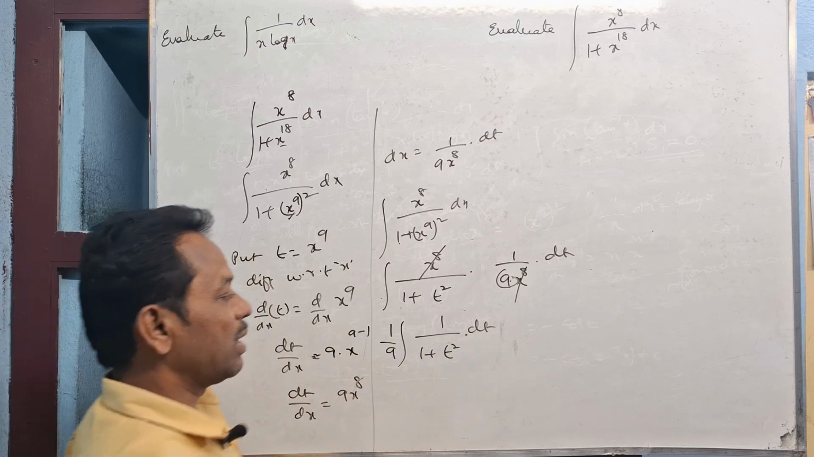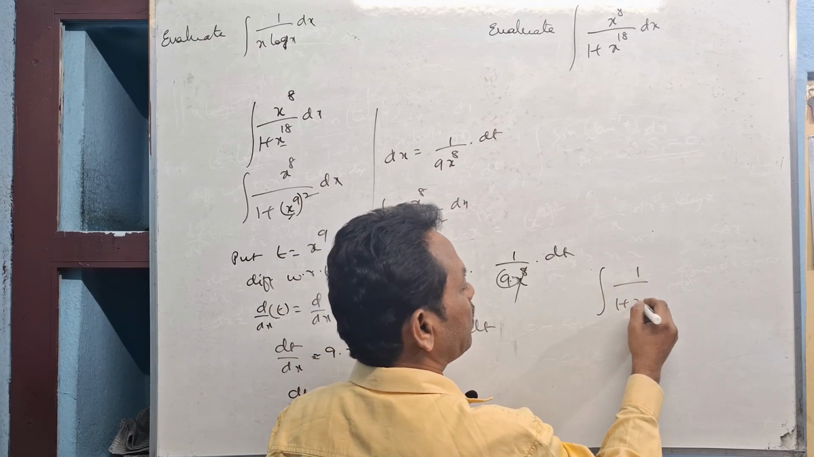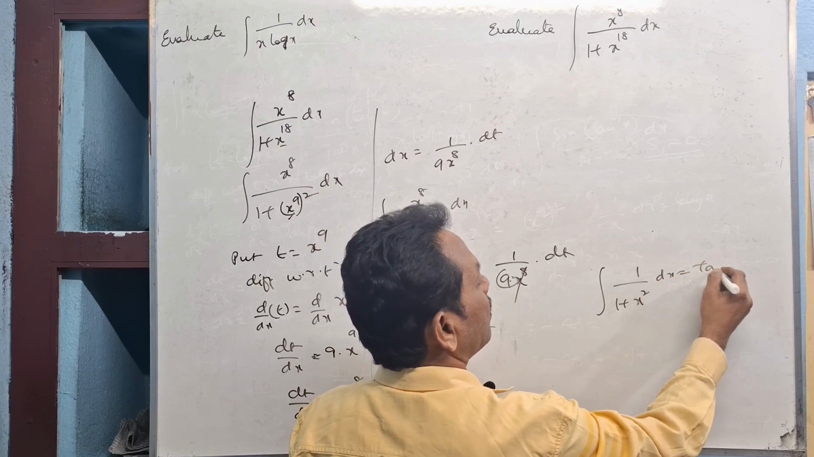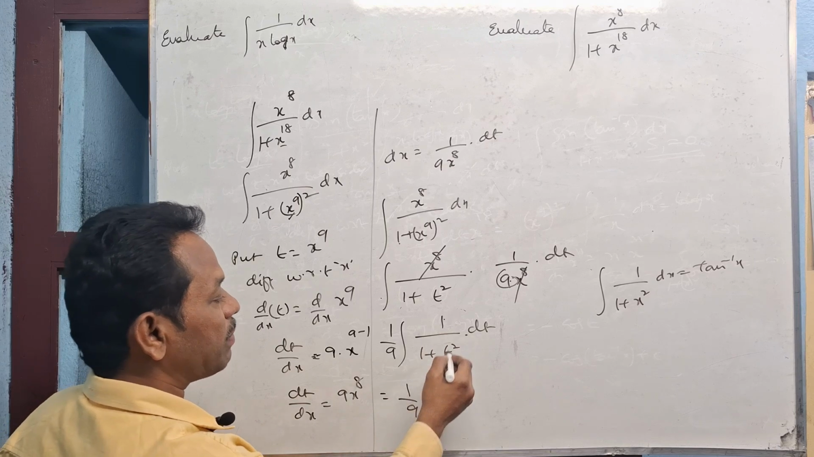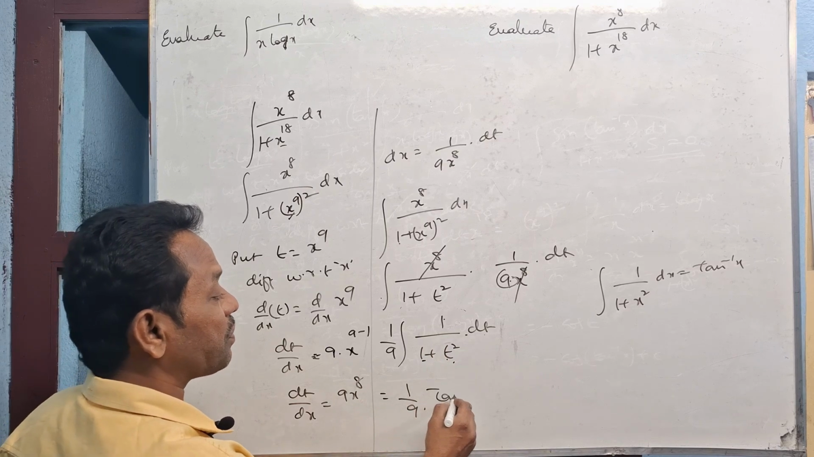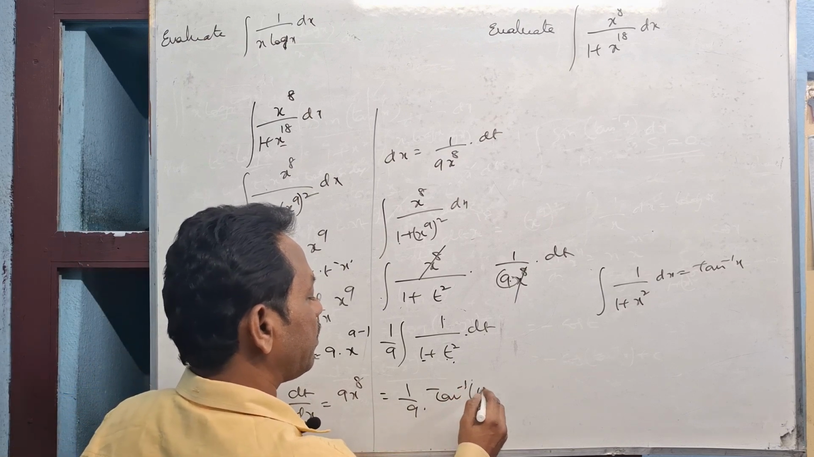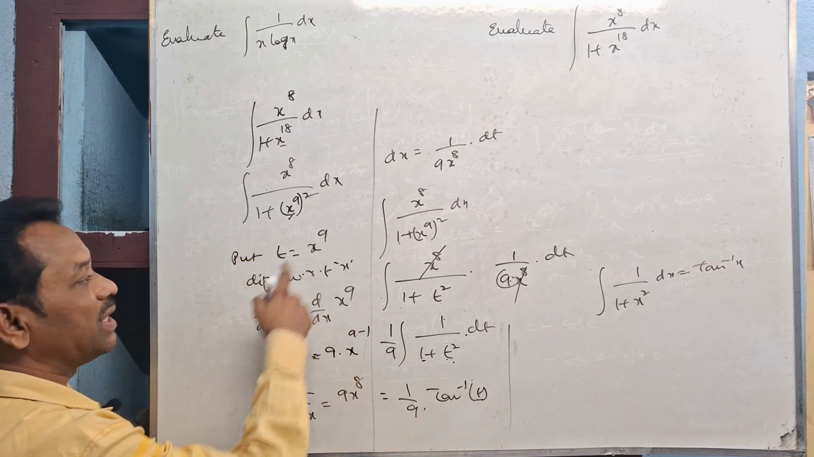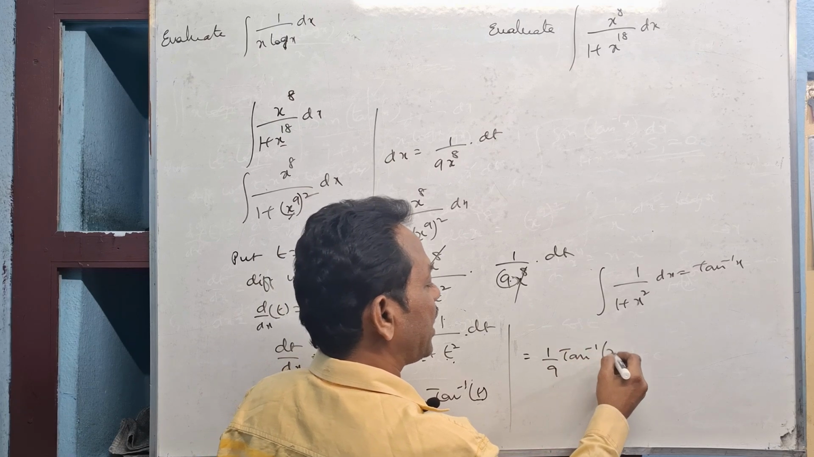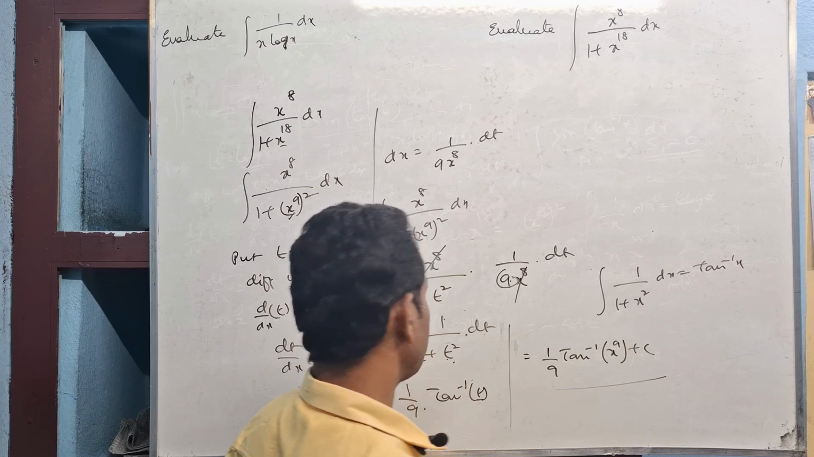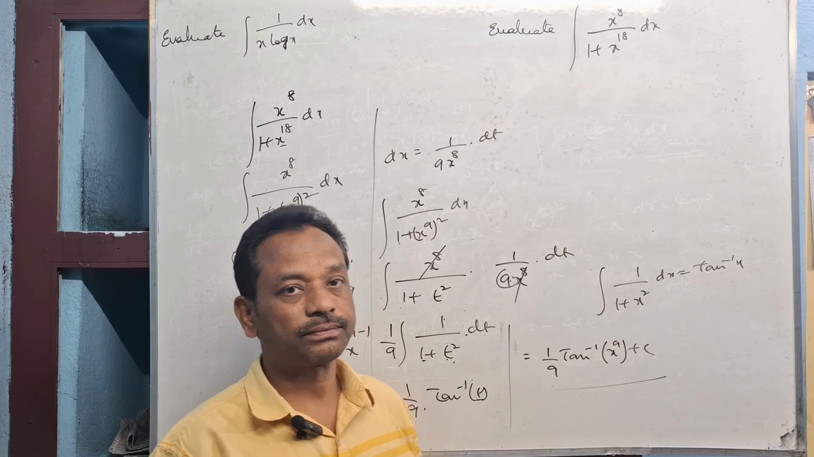Okay, bacho, now look at this. We have one formula in derivative integration, right? The integration of 1 by 1 plus x square dx is nothing but tan inverse x. So here I can apply that formula. 1 by 9, integration of 1 by 1 plus t square dt is nothing but tan inverse t. But we know the value of t is x power of 9. So here 1 by 9 tan inverse x power of 9 plus c. So our answer is 1 by 9 tan inverse x power of 9 plus c.